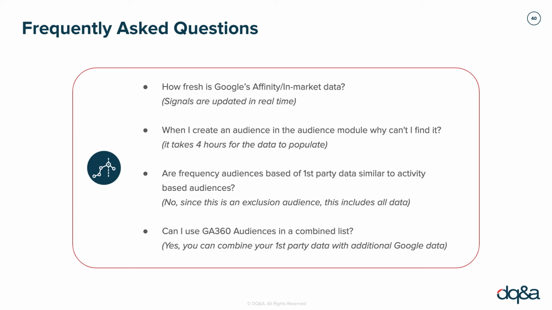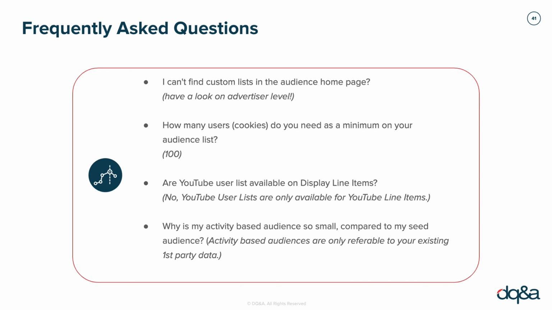Are frequency audiences based on first-party data, similar to activity-based audiences? No, since it's an exclusion audience, this includes all of your data, so it's not only relying on your first-party data. Can I use DV360 audiences in a combined list? Yes, you can. You can combine your first-party data with additional Google data with a combined audience. I can't find a custom list in the audience homepage. If you're on the partner level, it might be difficult to find, so just make sure you're on the advertiser level. You'll be able to find your custom list over there.